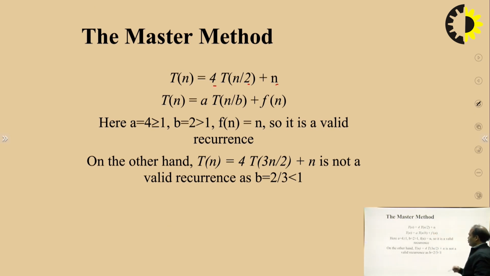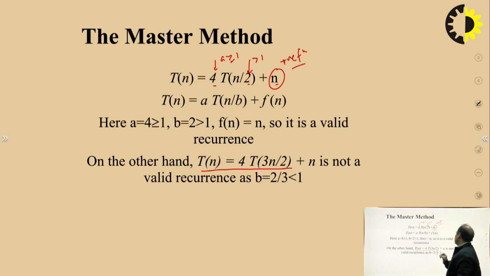So you know that we are going to check only a greater than or equal to 1, and b should be greater than 1, and f(n) should be a positive function. Clear? So this should be a positive function. If this satisfies, that means this is a case of the master method. So it's clear.